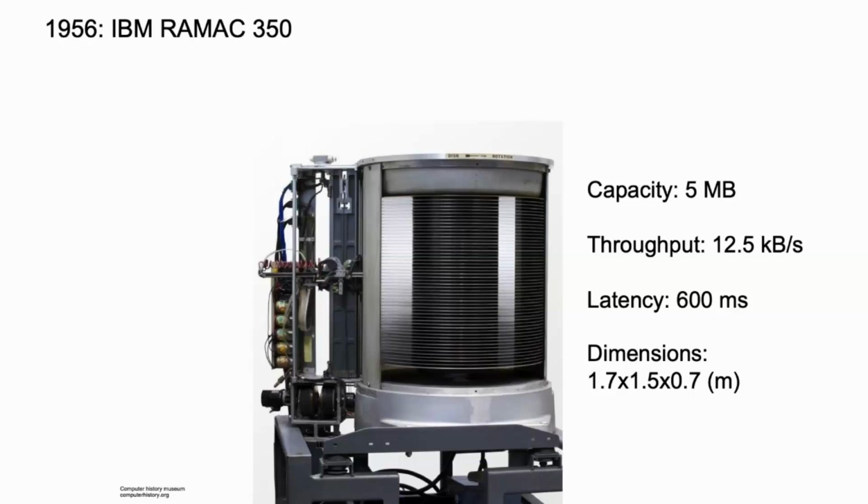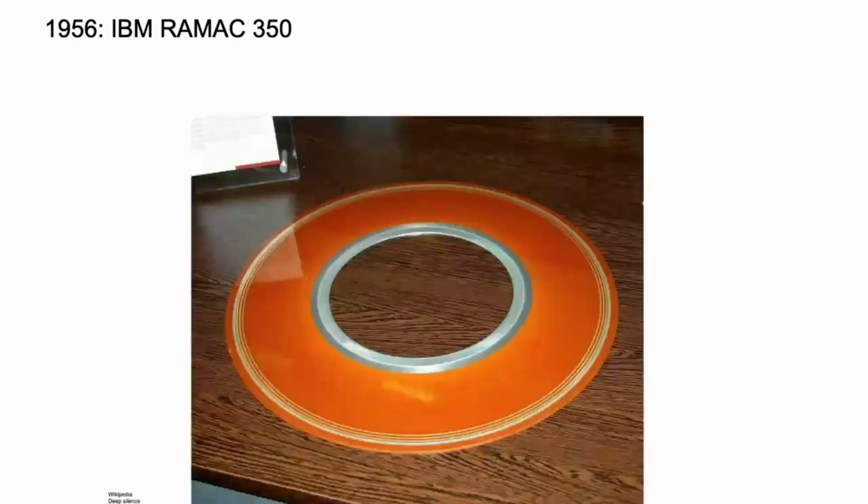That had an incredible capacity of 5 megabytes, throughput 12.5 kilobytes per second, latency 600 milliseconds, and the dimensions were really very large. 1 meter times 1.70 meters, so almost as high as a human being, and 1.5 meters of depth. It's actually very, very large, and now it looks almost ridiculous by today's standards.